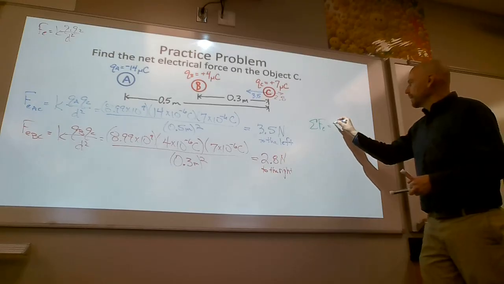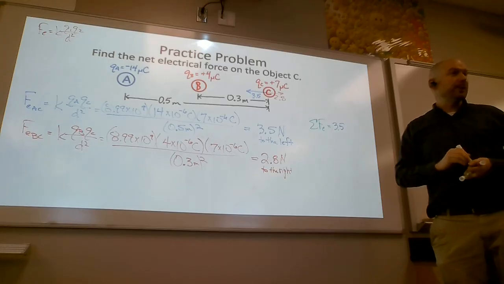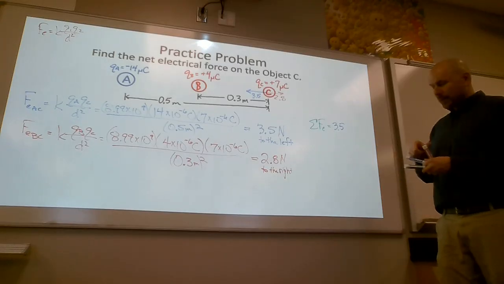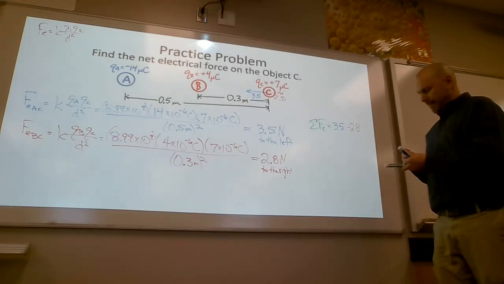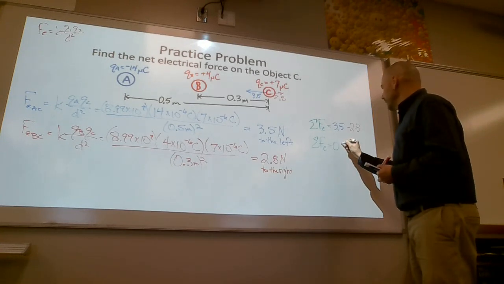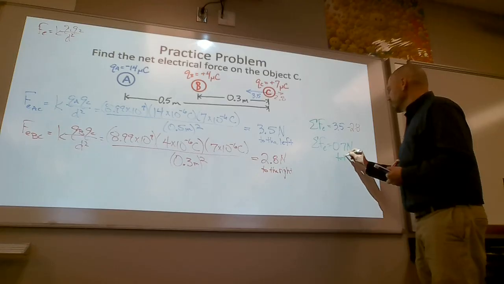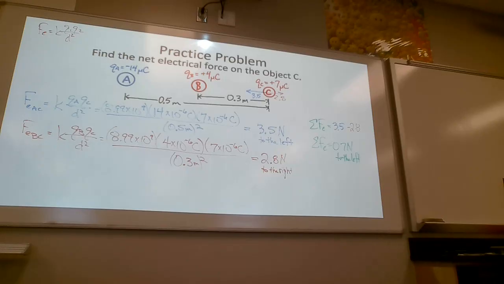The fact that they're going in opposite directions, not because one's attraction and one's repulsion, it's just because they're acting in opposite directions, you're going to subtract those two. Your net electric force is going to be 0.7 newtons to the left, because 3.5 was greater than 2.8. Good? Worksheet for tomorrow. That's all I got for today.